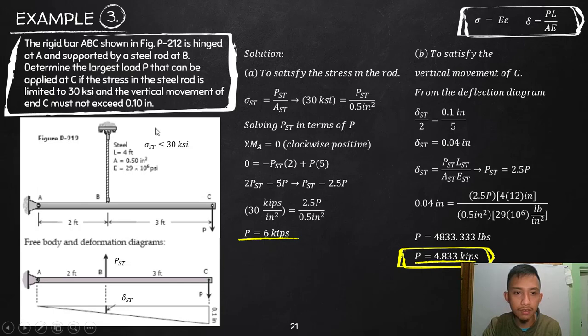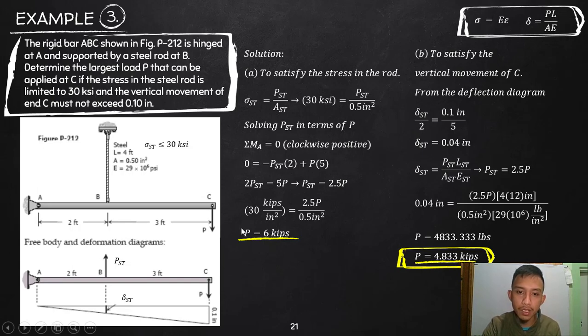Then substitute what is given. Length is 4 feet, convert that to inches, so multiply by 12. Area is in inches squared, 0.5, and the Young's modulus is pound per inch squared. Playing around with this, inch squared cancels, inch and inch cancel, pound will go to the other side, so you will end up with P, which is pound. We can recheck this: 0.04 times 0.5 times 29 times 10 raised to 6 over 2.5 times 4 times 12. And you will end up with 4833.33, and this is in pound.